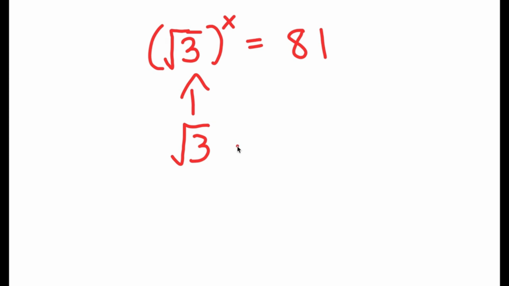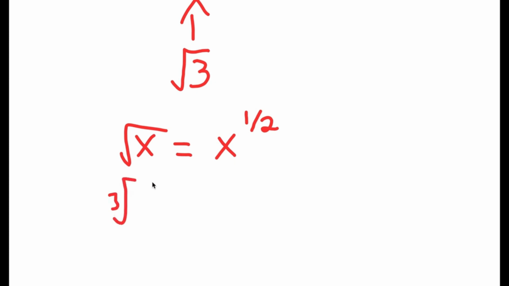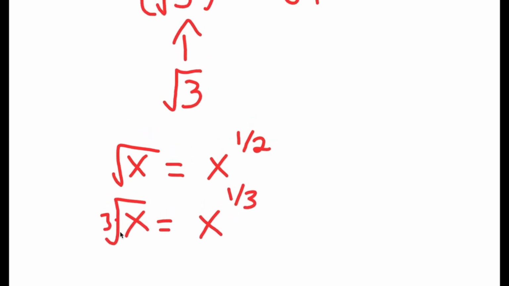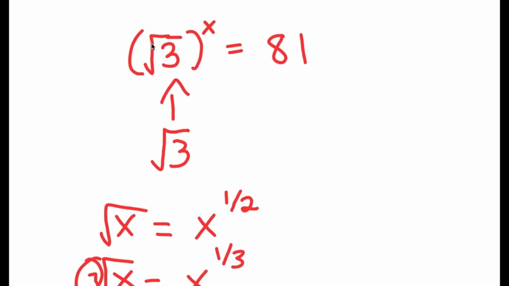Now, the square root of a number, say the square root of x, is the same thing as x to the power of 1/2, because basically the root here is 2, but we just don't write that. And the cube root of a number is that number to the power of 1 over 3, because we have a 3 over here. So the square root of 3, we can think of 3 as x in this case, and we can rewrite this as 3 to the power of 1/2.